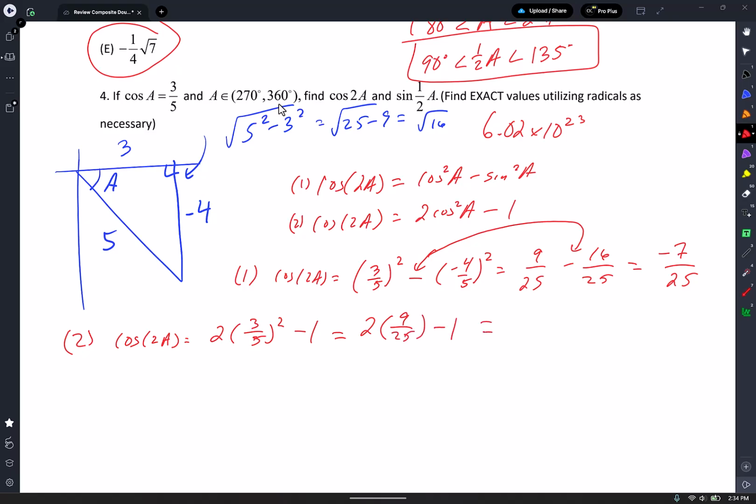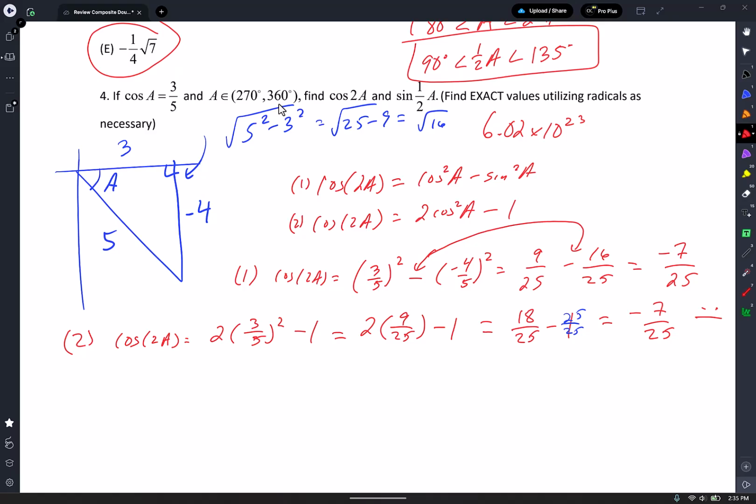We're just doing arithmetic here. What's double 9, or 2 times 9? 18 over 25 minus 1. Turn that 1 into 25 over 25. Oh, look, we're back in the same location. The difference between 18 and 25 is 7. The minus sign is in front of the 25, so it's negative. Are you shocked? Yeah, you shouldn't be, because we should be expecting the same answer for cosine of 2A, for the same expression.